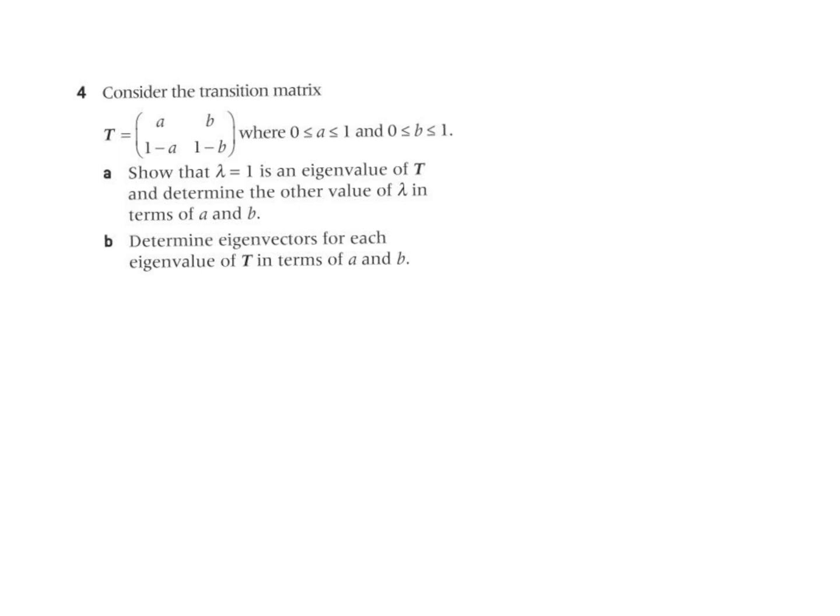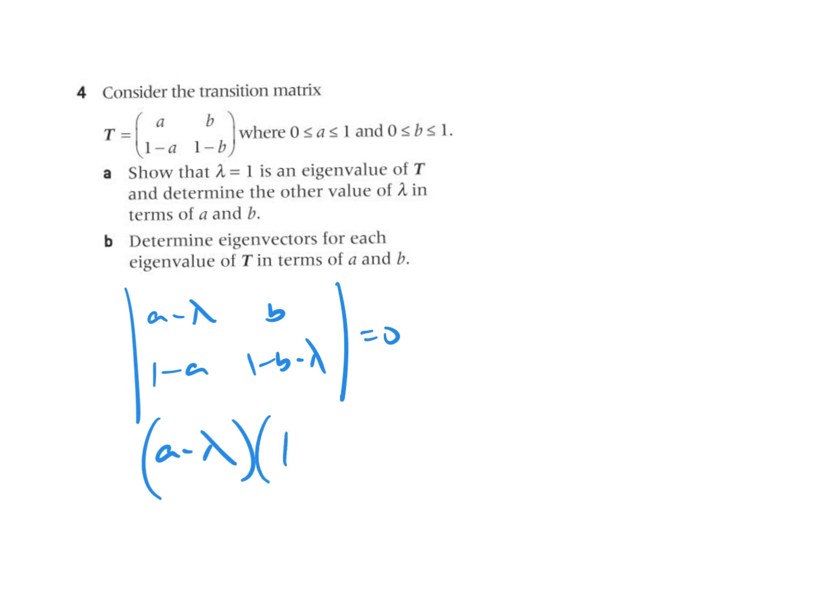Okay, with doing this one, in order to find any eigenvalues, I have to make this equation. I subtract lambda from it: 1 minus a, and then 1 minus b minus lambda. And I want the determinant of that matrix to be 0. And so I'm just going to do some algebra now. So (a minus lambda) times (1 minus b minus lambda) minus (1 minus a) times b is 0.